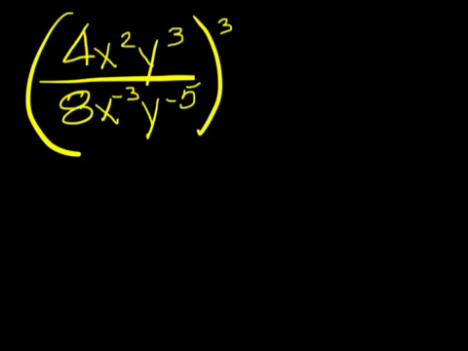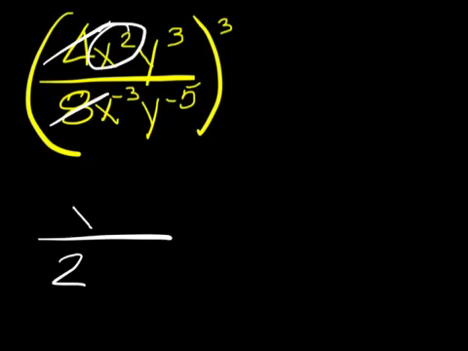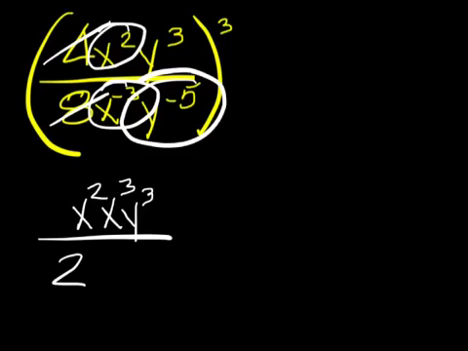The solution for the practice problem. Start with 4 over 8. That reduces to 1 over 2. We don't write the 1. X to the 2nd stays on the top, but x to the negative 3rd goes with it, becomes a positive exponent. You have y to the 3rd on top as well, and the y to the negative 5th goes up top, becomes positive. Simplify the top to x to the 5th, y to the 8th.